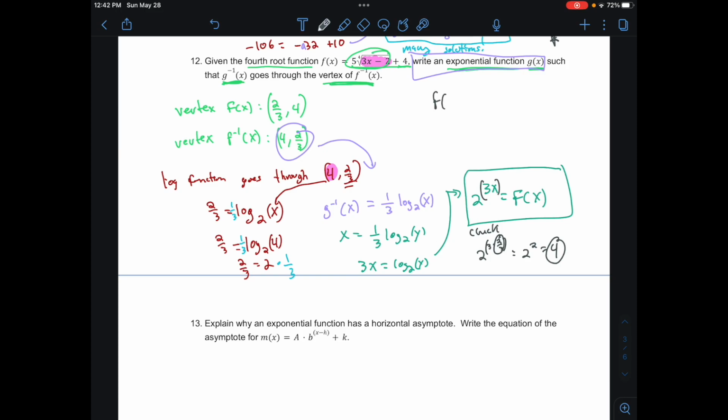Meaning in my inverse function, g of 2/3 equals 4, that means g inverse of 4 is going to equal 2/3, which we built the function to confirm, but I'm just double checking. And we're good. Again, infinitely many solutions. This is the one I found.